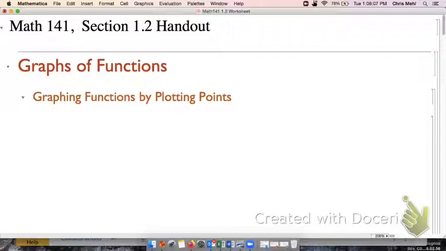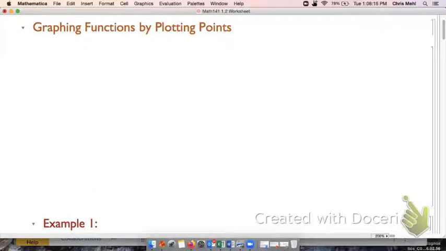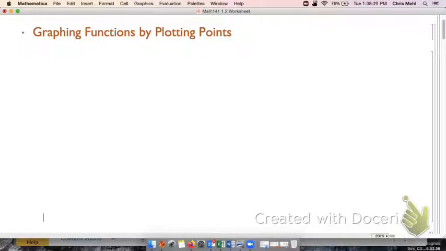So first thing I want to talk about is graphing functions specifically, and before I get into example 1, I'm going to graph a couple functions by just plotting some points, just plugging specific input values into the function to get the outputs, which would be the y-coordinates. Okay, so here's the idea. I want to graph functions by plotting points.